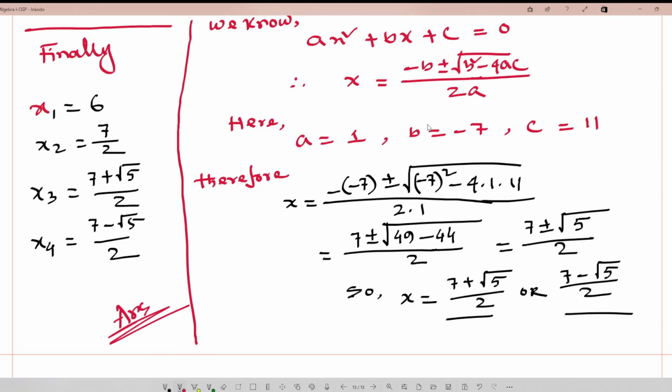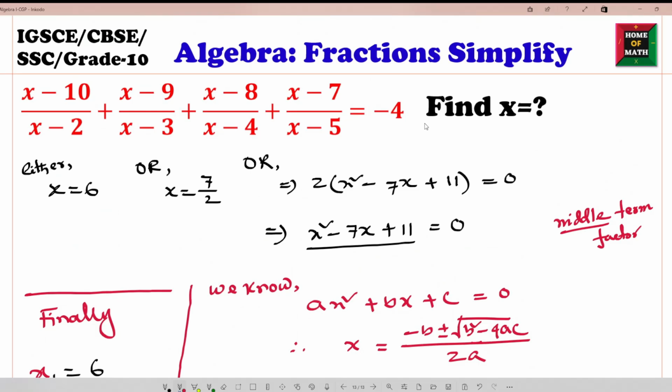Hope you clear this one. It's a very important and a little bit complex math based on fraction simplification of algebra. These types of math are very good for examination practice, and you should face these kinds of math in the examination hall on the basis of IGCSE, CBSE, CSSC grade 10, and also SAT or International Math Olympiad. So don't neglect these types of math. You should practice these types of math at home.